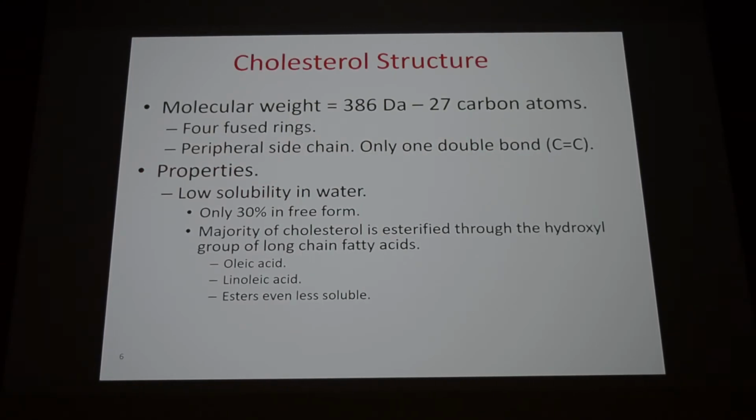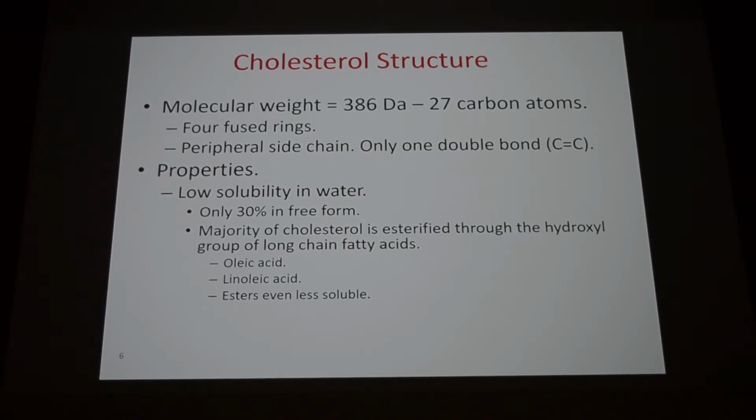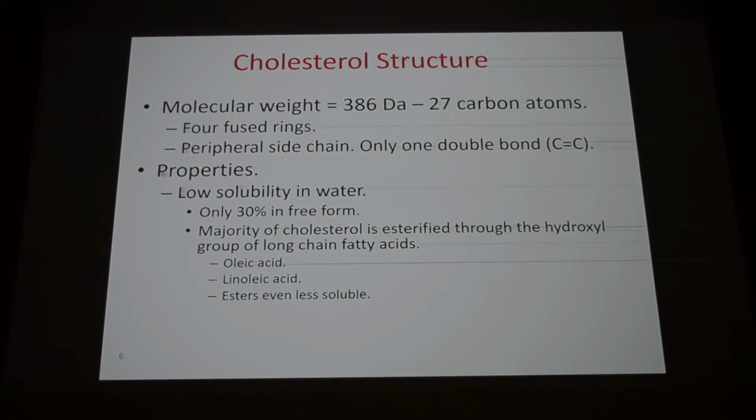So as a structure, cholesterol is composed of 27 carbons. We have 4 rings that are fused. We have a peripheral side chain which is attached to carbon number 17, and we have a double bond between carbon number 5 and carbon number 6. It has low solubility in water because it is a lipid, and we have 2 types of cholesterol. We have the free cholesterol, and this type forms only 30% of the total cholesterol, whereas the remaining is present as esterified cholesterol, which is the cholesterol plus a fatty acid that is attached to the OH group, which is the only polar group of cholesterol.